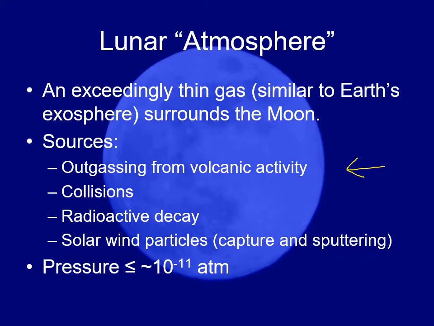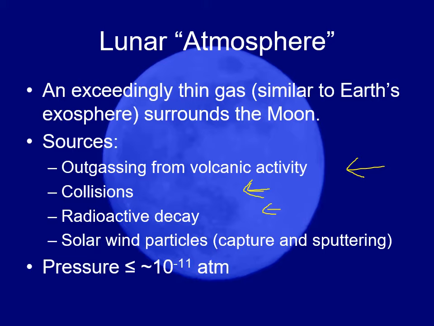Collisions. Things run into the moon: meteorites, asteroids, comets, fractions of these things. And many of these things actually have a little bit of gas trapped in them, or water vapor or something, and that hangs around for a little bit as well. The other thing is that you have radioactive decay. One type of radioactive decay, called alpha radiation, actually produces alpha particles, which are like helium nuclei. And so you can get a little bit of gases produced that way.